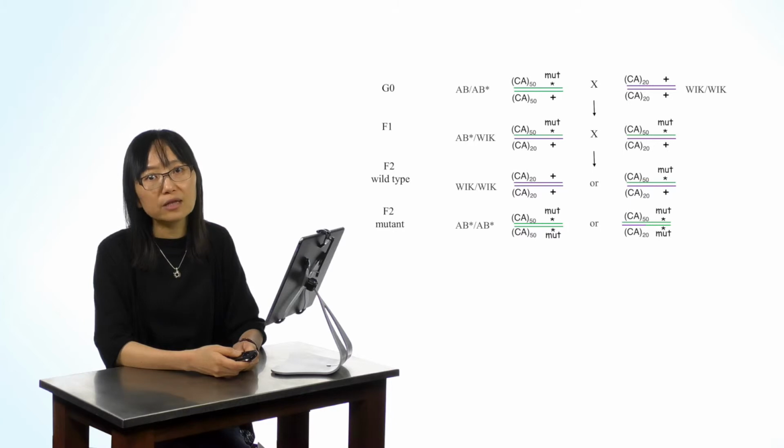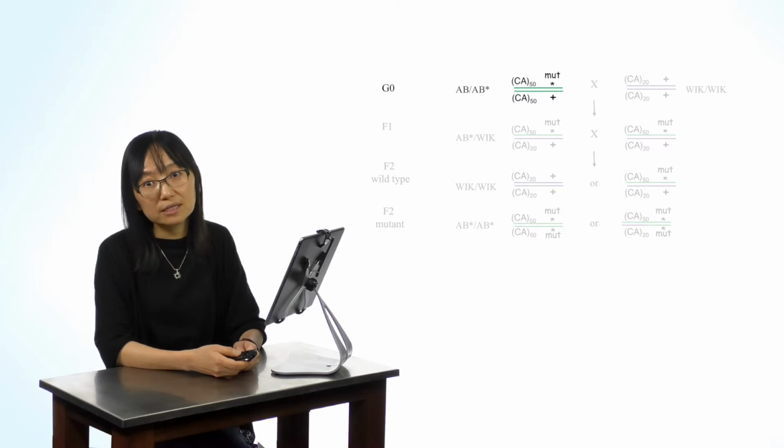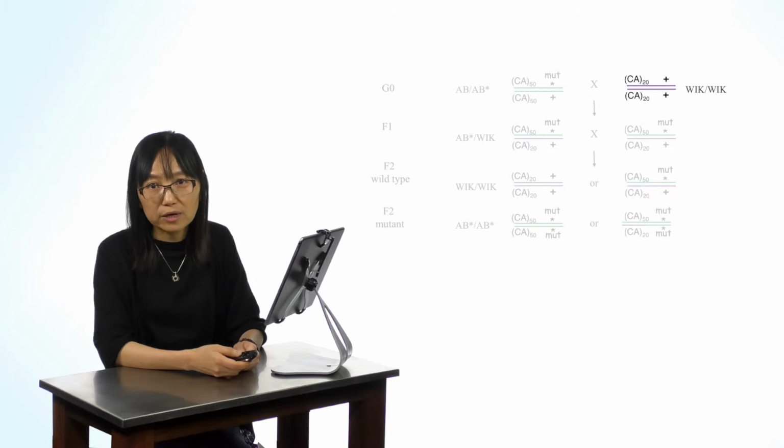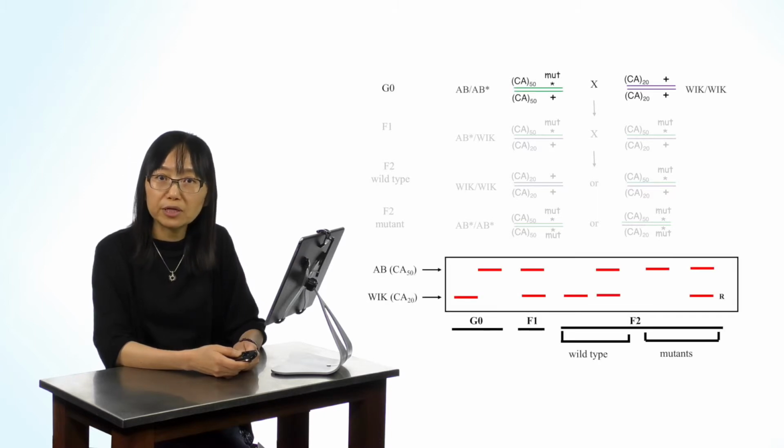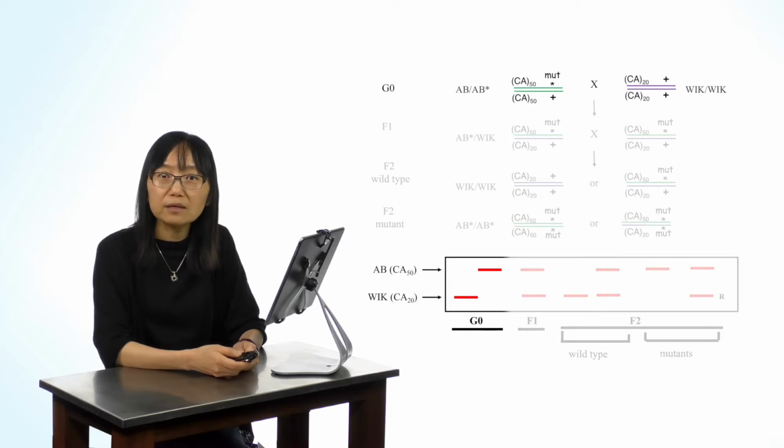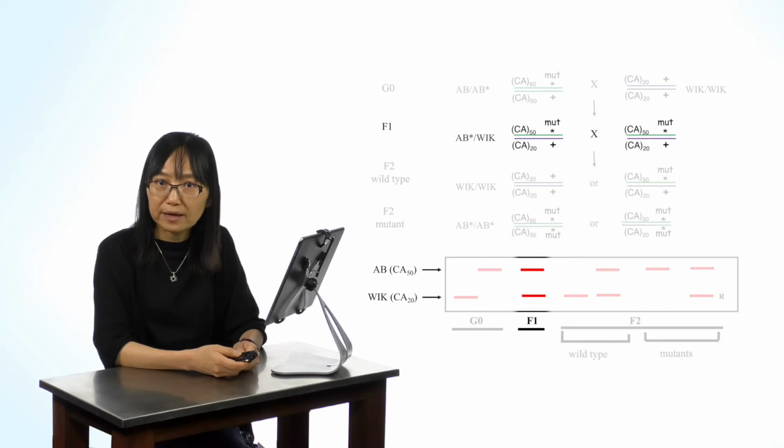Let us assume that you have a polymorphic marker that is linked to your mutation. This pair of PCR primers flank a genomic region that has 50 CA repeats in the AB strand and 20 CA repeats in the wik strand. The PCR fragment from the parental AB and wik fish will show polymorphism in their size. The PCR fragment from the AB strand is larger than the PCR fragment from the wik strand, so it runs slower. F1 individuals are heterozygous, therefore you will detect two bands.